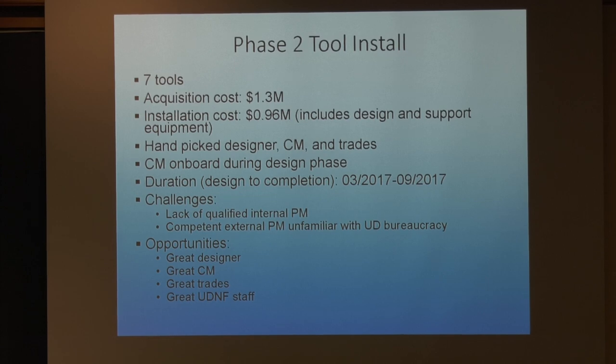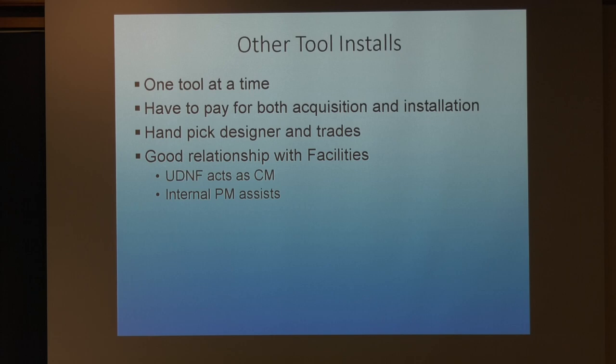Now, after phase one and phase two ended, the way it works now, we install one tool at a time. And this time, we have to pay for both the acquisition and installation. So when I request permission, I have to give a total number with best guesses. I know how much the tool costs, but for installation, it's always an educated guess.